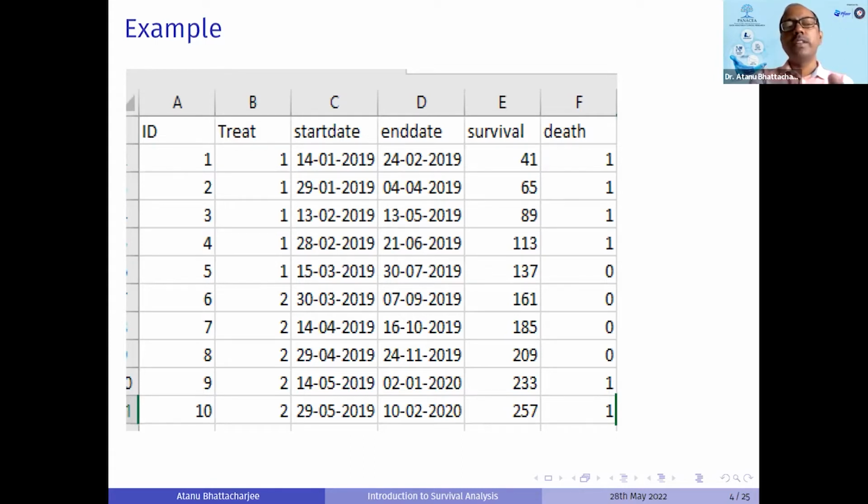So the ID should remain there, and it can be given as numbers or a combination of numbers and string characters, as well as numbers, year, and other parts you can put. So that is the one thing. Now the second column given here is the treatment. The treat column could be given as 1, 2. It could be given as 1, 0. It could be given as A, B.